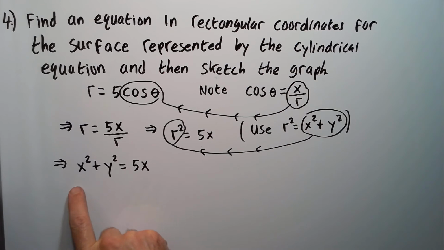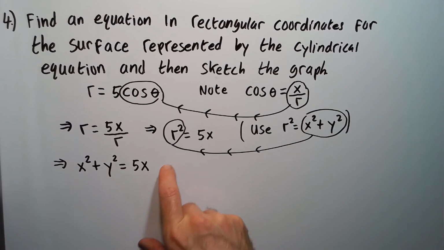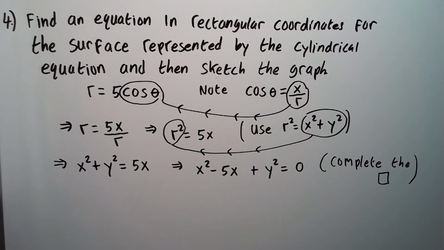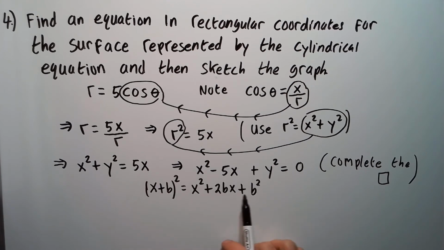Now I'm going to subtract 5x on both sides to make it 0 on this side. So let's do that. Okay, so we get then x squared minus 5x plus y squared equals 0. I'm now going to complete the square on this piece here. So let's recall how to complete the square. So here's my completing the square formula down here.